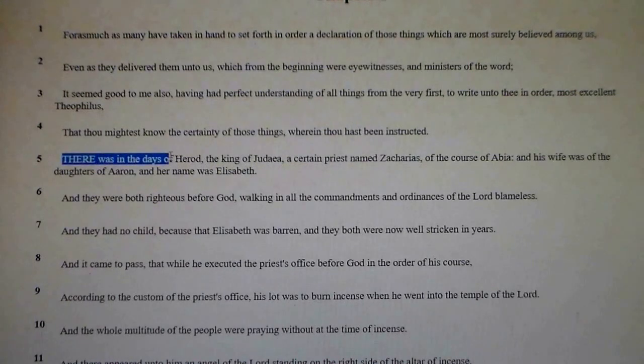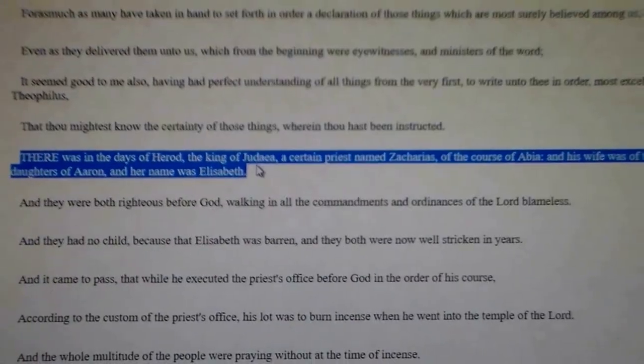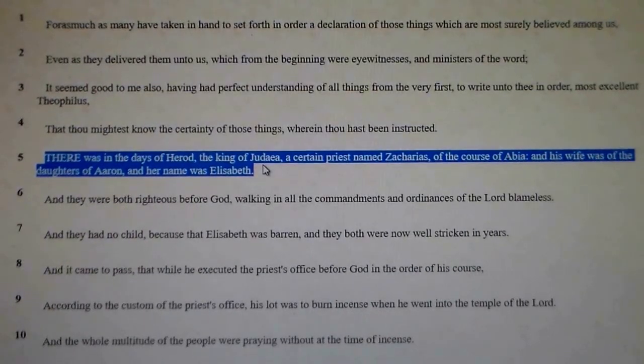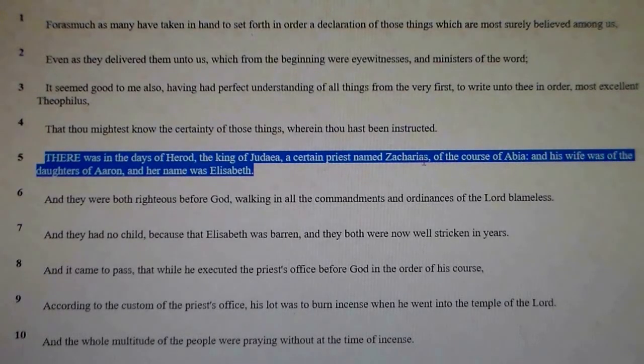And verse 5 says, "There was in the days of Herod, the king of Judea, a certain priest named Zacharias, of the course of Abiah, and his wife was of the daughters of Aaron, and her name was Elizabeth." In other words, she was from the Levitical priesthood. Zacharias was a priest, and he was in the temple of God executing his priestly duties because he was of the course of Abiah. So if we knew exactly when Zechariah was in the temple, we can calculate when Jesus was born. The day.